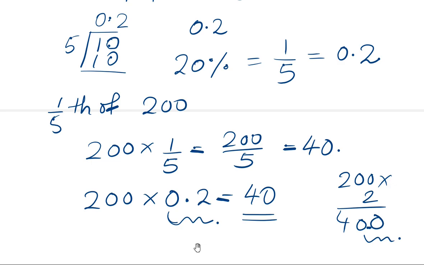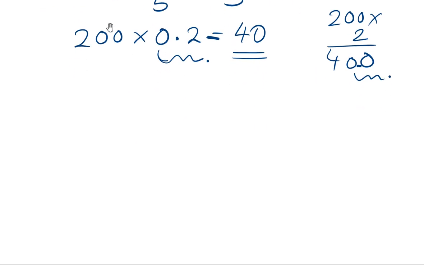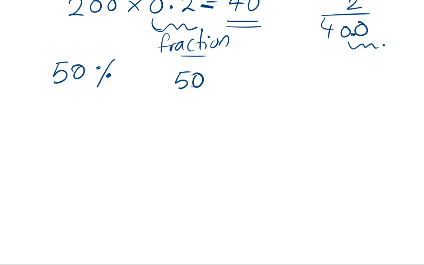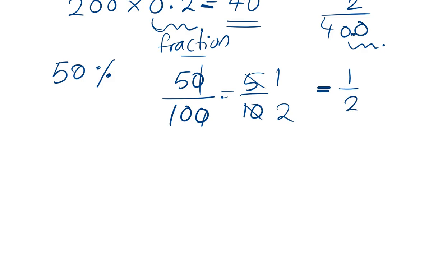So we can check some more examples to convert percentage into fraction and decimal. Next we can check 50 percent. How can you convert that into a fraction? 50 percent means it's 50 over 100. We can see that it's divisible by 10. So this is equal to 5 over 10. Both numbers are divisible by 5. So 5 divided by 5 is 1, 10 divided by 5 is 2. So 1 over 2 is the fractional equivalent.